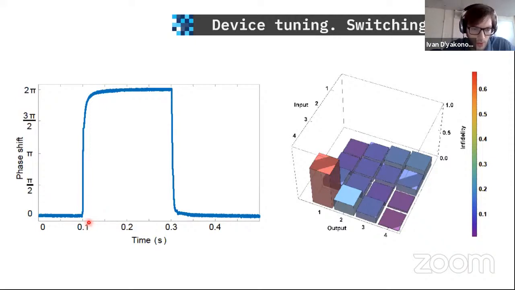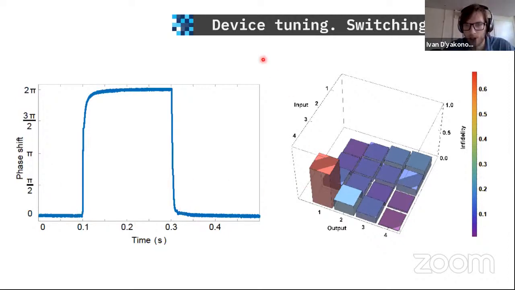So if you have only a single Mach-Zehnder interferometer switched by the thermo-optical heater, then you have something around 15 millisecond time to switch from the very beginning to the almost very top state here.